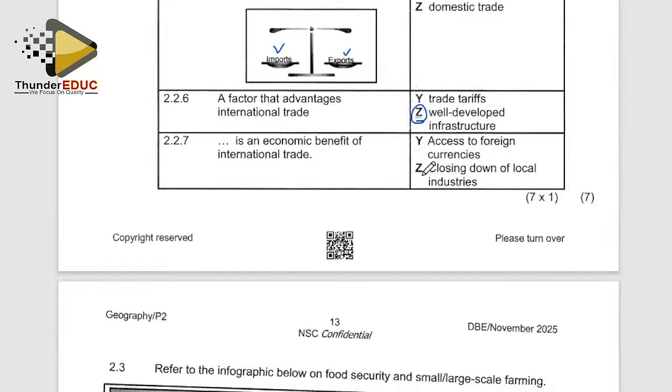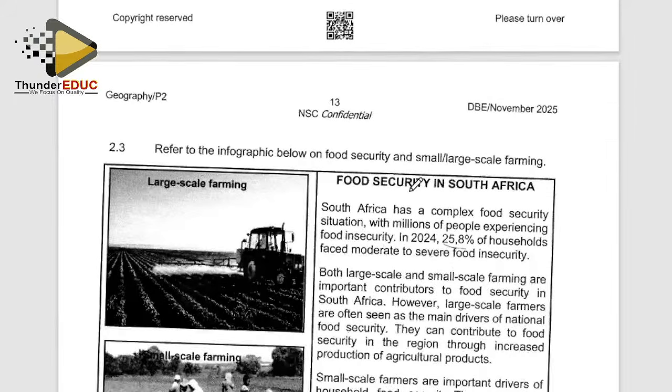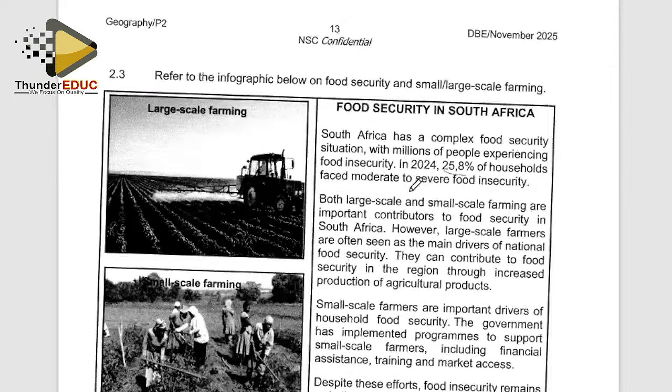2.2.7. Foreign currency is an economic benefit of international trade. What do we benefit from international trade? We get access to foreign currencies. We use our South African rand in South Africa, but if you want to buy from other countries, we need to have foreign currency to be able to access products. So for economic reasons, we tend to access foreign currencies if you are trading with other countries.